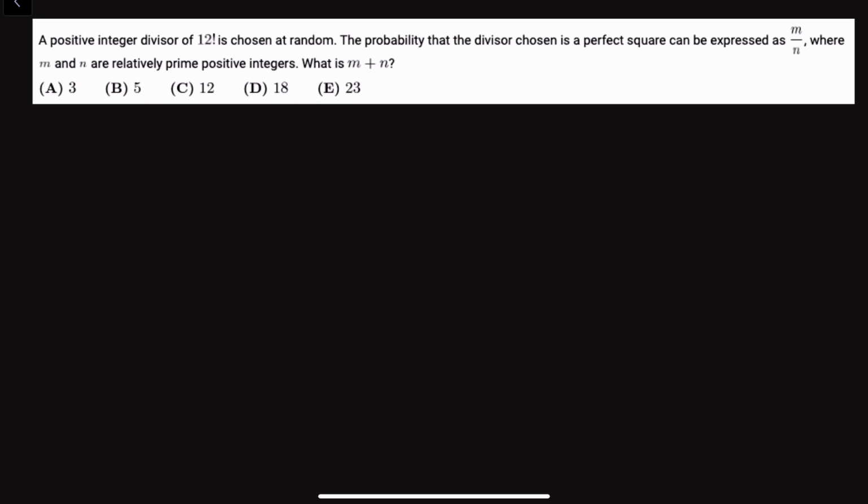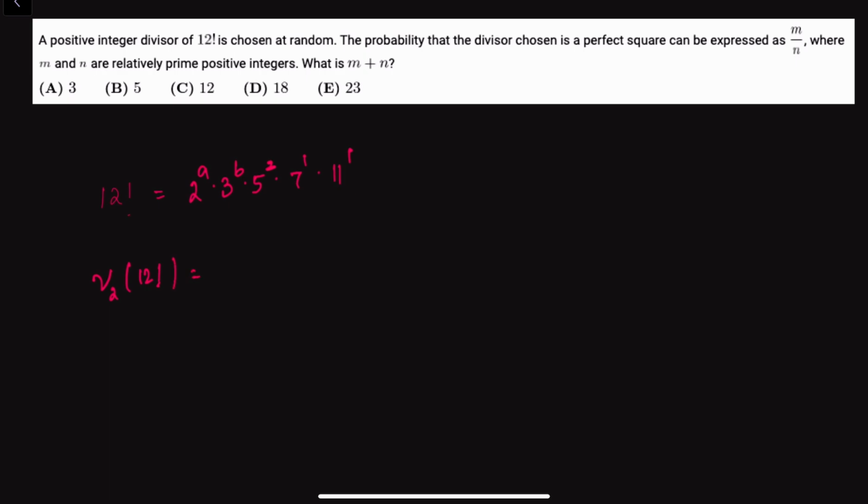So the question is asking about the number of divisors which are perfect squares, among the divisors of 12 factorial. If we prime factorize 12 factorial, using Legendre's formula, in its prime factorization we have 2, 3, 5, 7 and 11. We know that 7 and 11 only occur once and 5 occurs twice. But for 2 and 3 we can quickly use Legendre's formula.